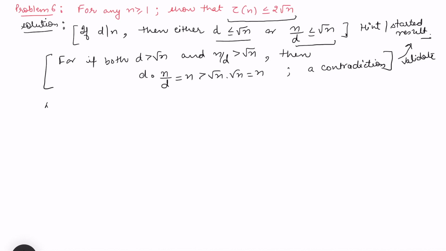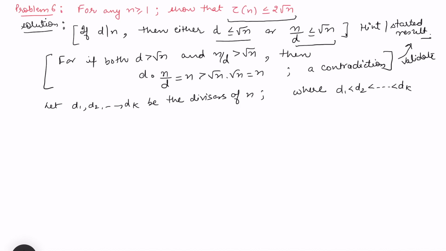Now let's take d1, d2 up till so on dk be the divisors of n, where d1 is strictly less than d2 is strictly less than dk.